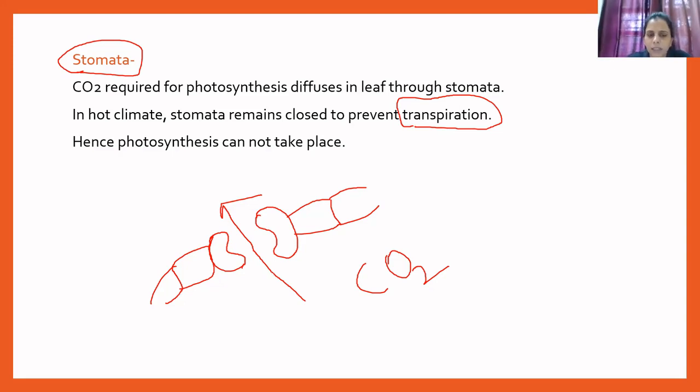Now, as stomata get closed, carbon dioxide gas cannot diffuse inside the leaf to the palisade and spongy mesophyll cells. And finally, what will happen? The process of photosynthesis will decrease gradually. Okay, so this is how temperature affects the rate of photosynthesis in plants.